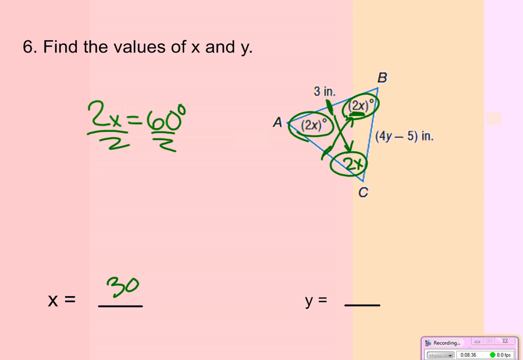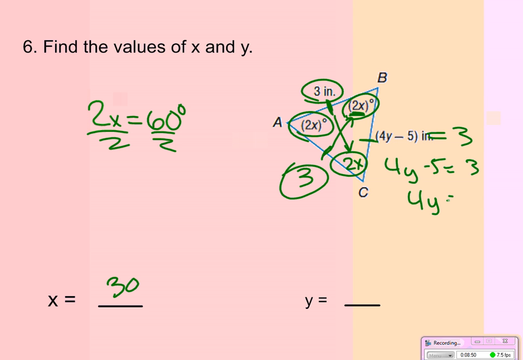So if it's equilateral, then all 3 sides are the same length. So this is 3, this is 3, this whole thing equals 3. So 4y minus 5 equals 3. So 4y is going to equal 8. And y equals 2 should jump out at you.